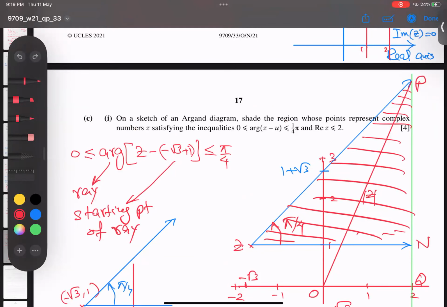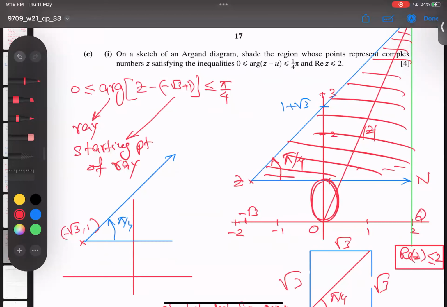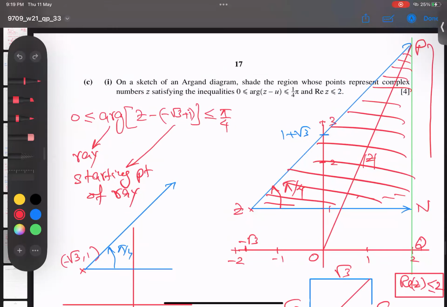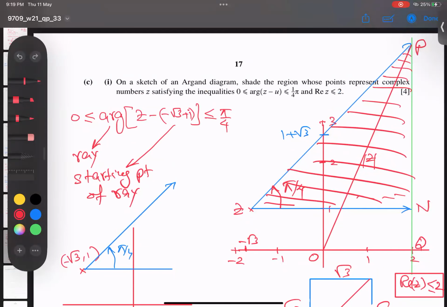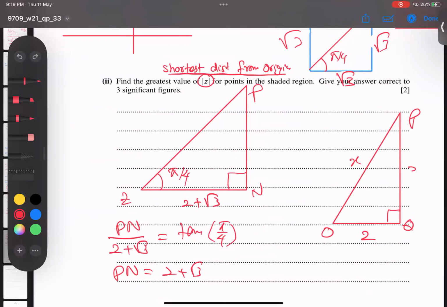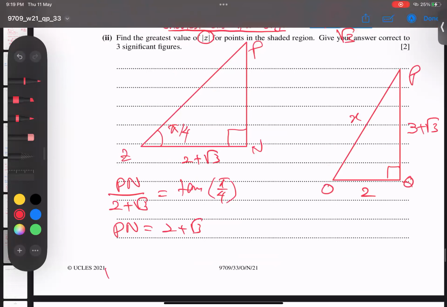And what is this height? 1. If this is 2 plus root 3 and this is 1, it becomes 3 plus root 3. I think you got my point. So this becomes 3 plus root 3, and that's it, because PQ is equal to 1 plus PN. The point is very clear, and I got 3 plus root 3, which I wrote here.